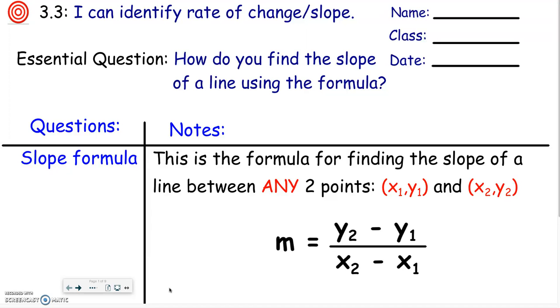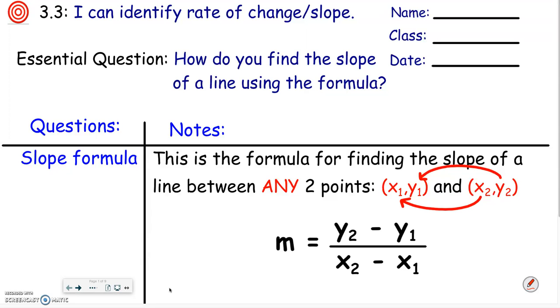Those 2 points are locations x1, y1, and x2, y2. The x1, y1 just represents the first point or the first ordered pair, and then the x2, y2 represents the second point or the second ordered pair. What I want you to notice is what you do with the coordinates from those ordered pairs. On the top of the fraction, you take y2 and subtract y1. Then on the bottom, it's x2 minus x1.